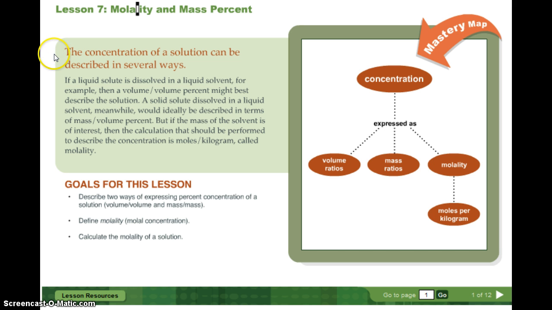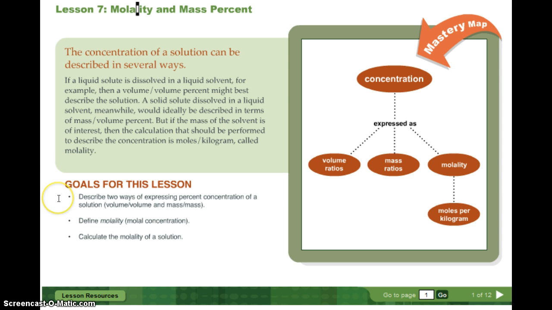The concentration of a solution can be described in several ways. If a liquid solute is dissolved in a liquid solvent, for example, then a volume percent might best describe the solution. A solid solute, such as salt, dissolved in a liquid solvent like water, meanwhile, would ideally be described in terms of mass volume percent. But if the mass of the solvent is of interest, then the calculation that should be performed to describe the concentration is moles per kilogram, and that's called molality.